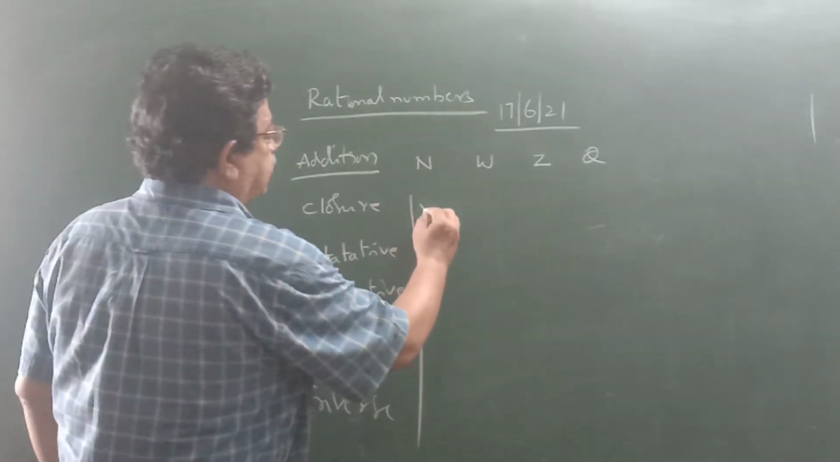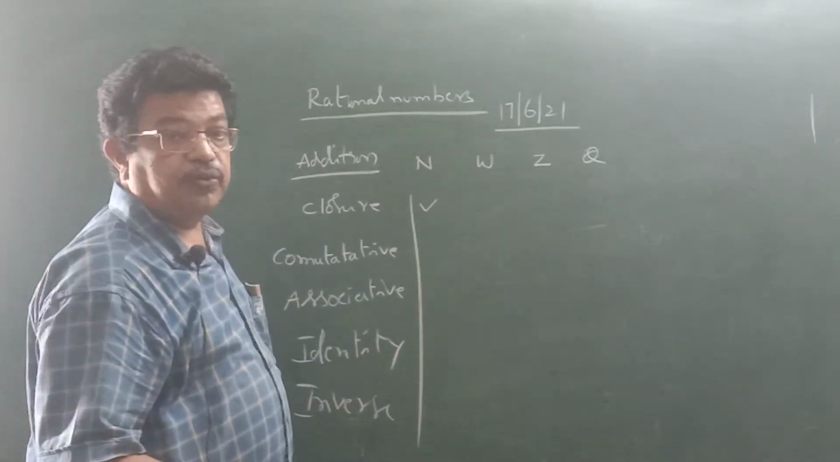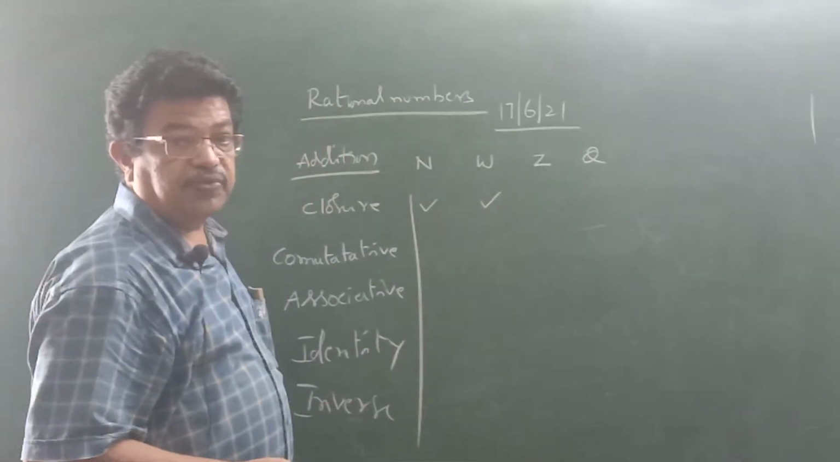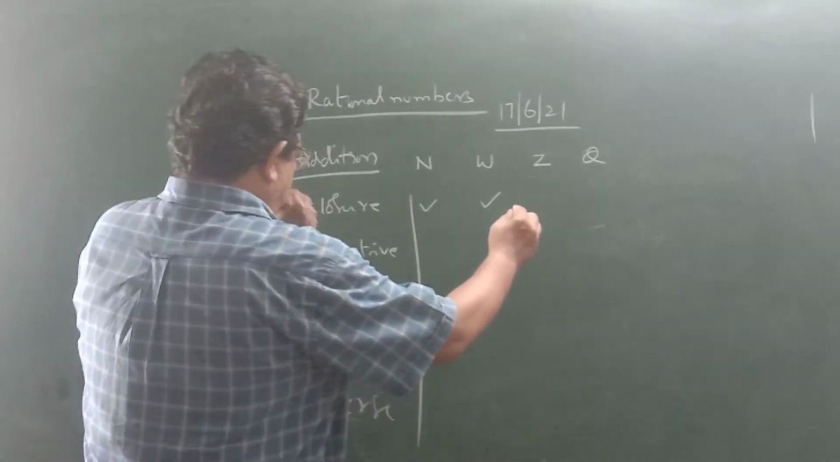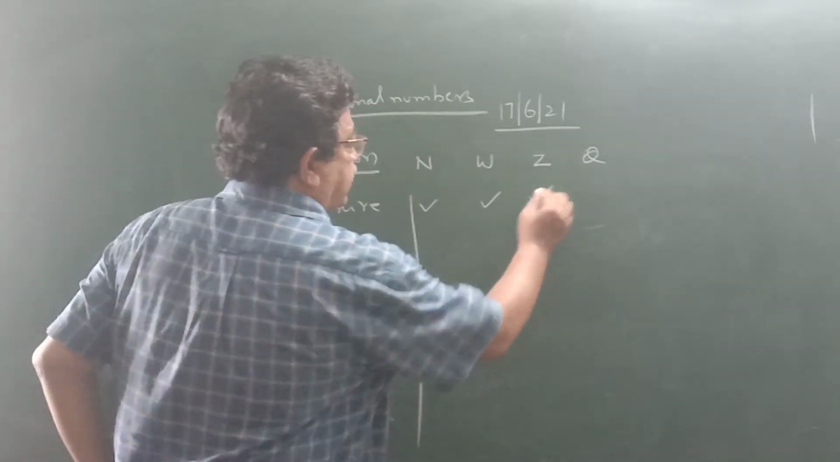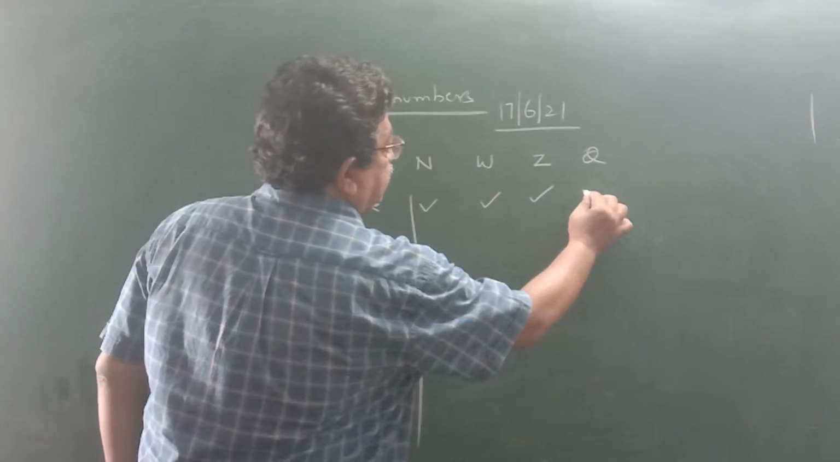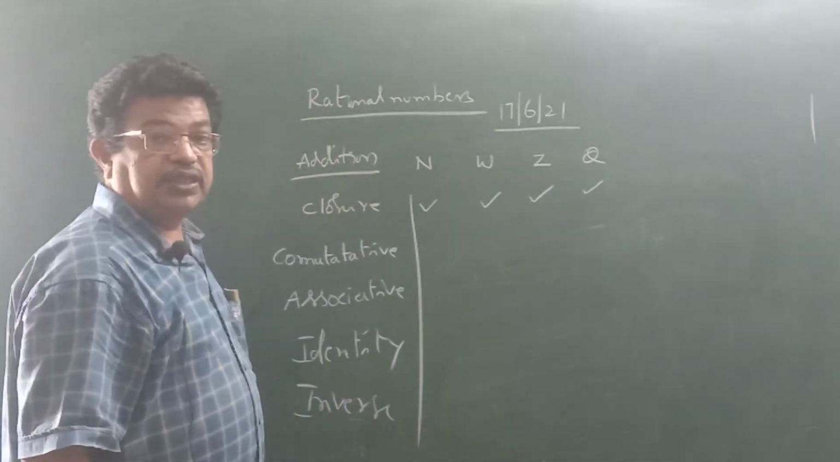Natural numbers are closed under addition. The sum of two natural numbers is a natural number. Whole numbers are closed under addition. The sum of two whole numbers is a whole number. Integers are closed under addition. The sum of two integers is an integer. Rational numbers are closed under addition. The sum of two rational numbers is a rational number.